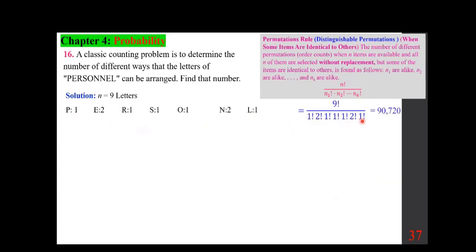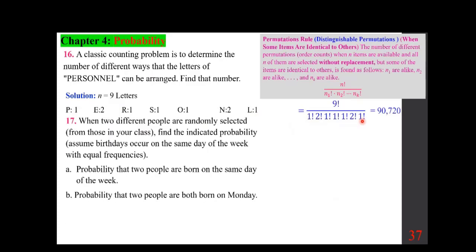Here's the next question. When two different people are randomly selected from those in your class, find the indicated probability. Assume birthdays occur on the same day of the week with equal frequencies. What is the probability that two people are born on the same day of the week? And the probability that two people are both born on Monday? I hope you can see and distinguish between the two.